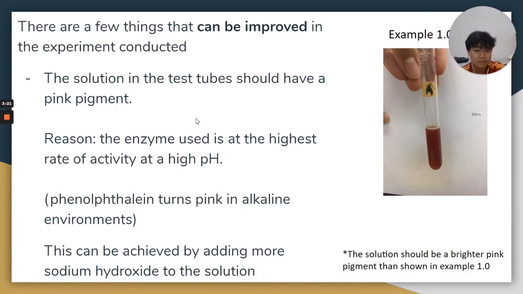So the reason being the enzyme used is at the highest rate of reaction at a high pH, right? Lipase is found in the duodenum where it stays in a really high pH environment. So it should be kept there. So it should be a brighter pink than this. Phenolphthalein turns pink in alkaline environments. So therefore, this should be really pink. And this can be achieved by adding more sodium hydroxide to the solution. So adding more sodium hydroxide increases its alkalinity or pH value, therefore giving the enzyme a more high alkaline environment.